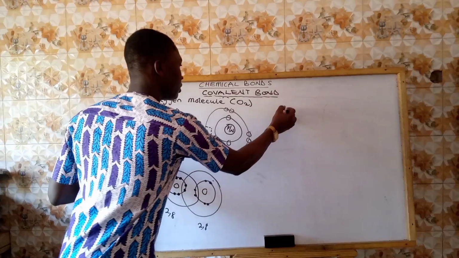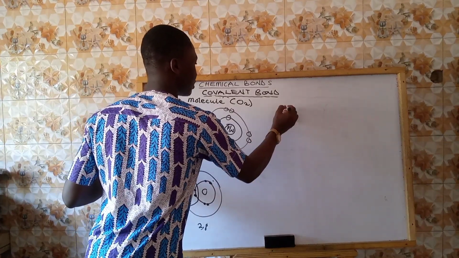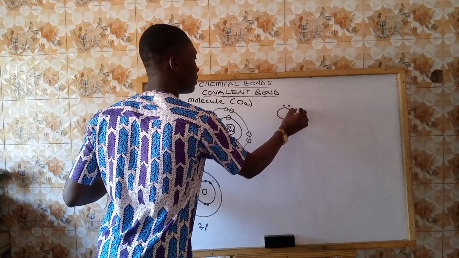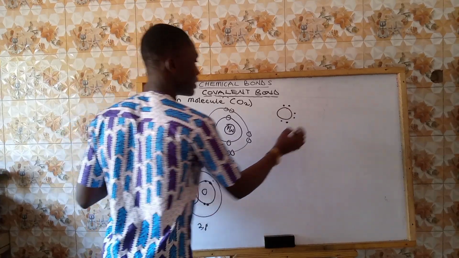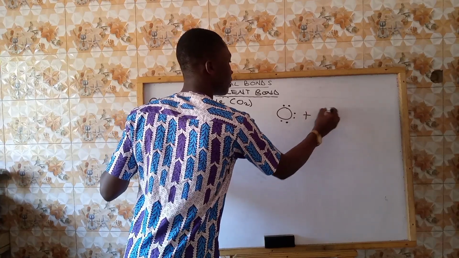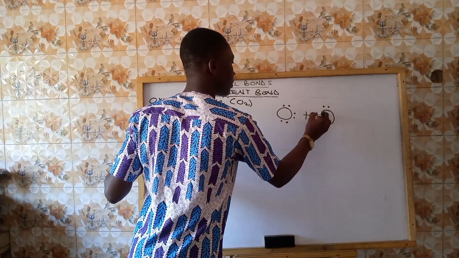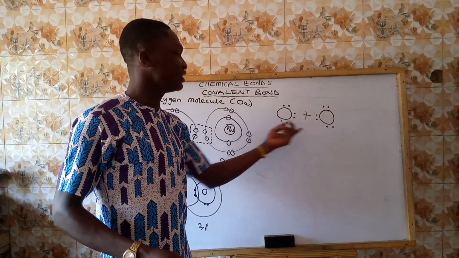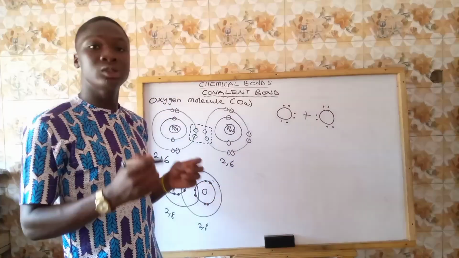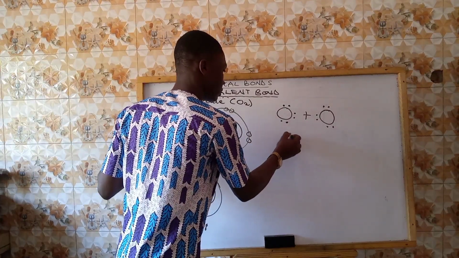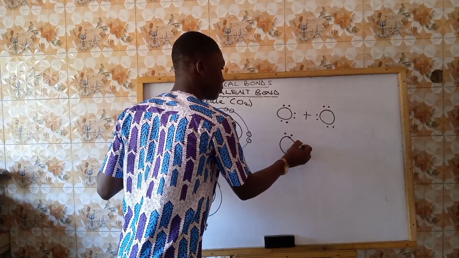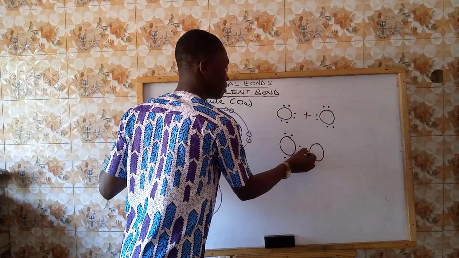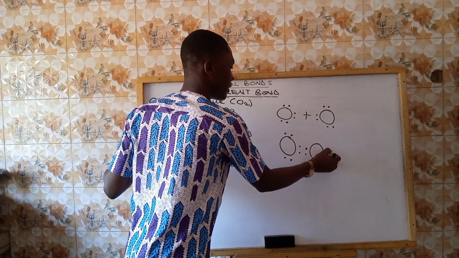So we get one atom of oxygen here with 1, 2, 3, 4, 5, 6. And we also get one here with 1, 2, 3, 4, 5, 6. So you get 6 electrons in the last shell. For them to become stable, they have to share electrons.